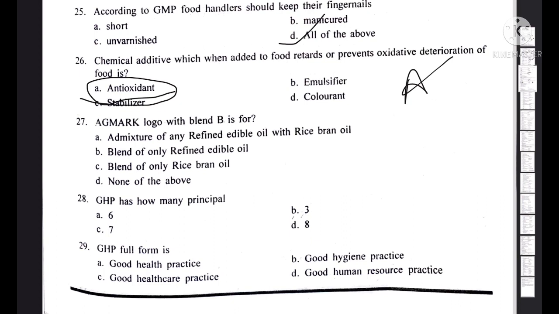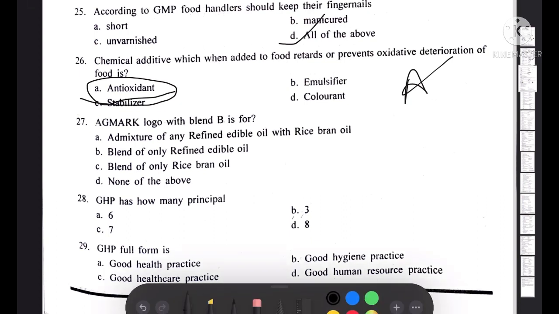Next, Agmark logo with blend B is for. The options are admixture of any refined edible oil with rice bran oil, blend of any refined edible oil, blend of any rice bran oil, or none of the above. So Agmark logo with blend B is for admixture of any one raw edible oil with refined rice bran oil, and standard blend A refers to the admixture of any two raw edible vegetable oils except rice bran oil.